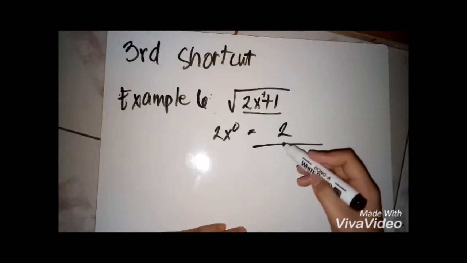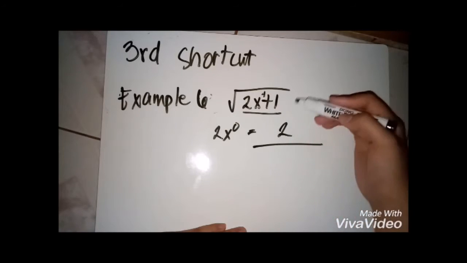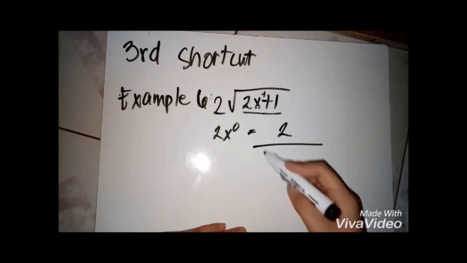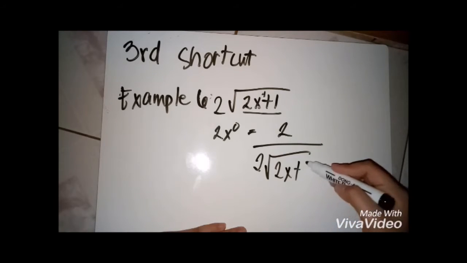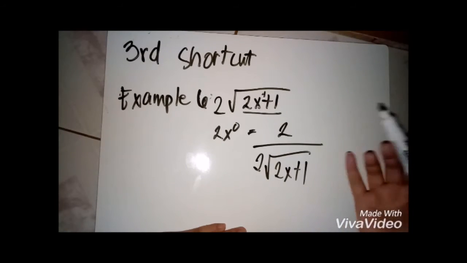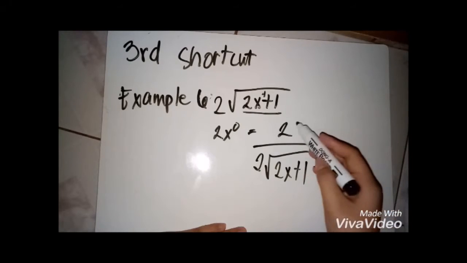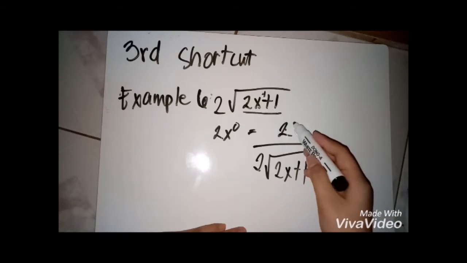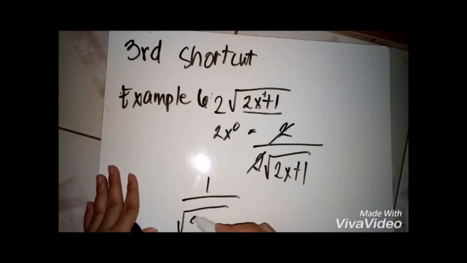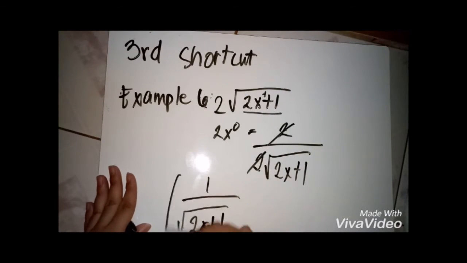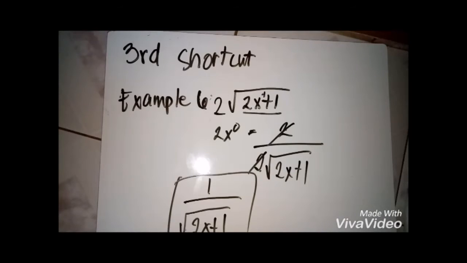over the denominator, which will be twice the given. Then just simplify it if you can. So 2 divided by 2, we have 1. The answer will be 1 over the square root of 2x plus 1. That's the final answer.